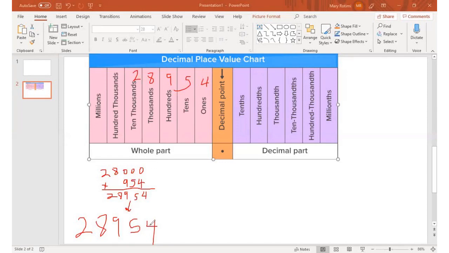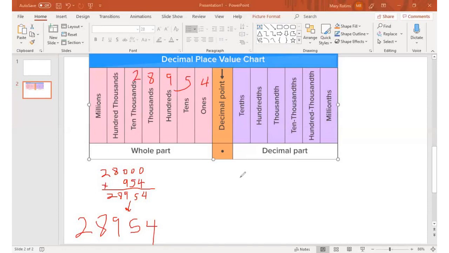So this definitely is 28,954. If I asked you what is the place value of the 8, you're going to say the place value of the 8 is thousands, or 8,000, you could say. If I ask you what's the place value of this 2, you're going to say 2 10,000s, or 2 lots of 10,000, or you could just say 20,000. If I asked you what's the place value of this 9, you're going to say 900, or just say hundreds. So that's how to do this part.